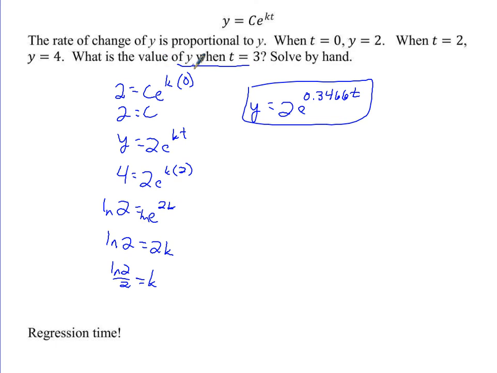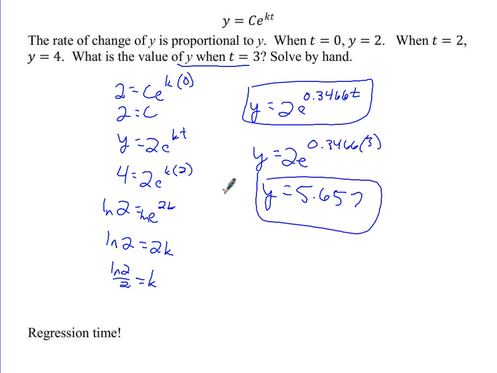Now find the value of y when t equals 3. It's as simple as plugging it straight into this equation, y equals 2e to the 0.3466 times 3. My suggestion to you is don't use your rounded answer. Retype natural log 2 divided by 2 and then times 3 to get that exponent. So that is the exact exponent that you're supposed to have. You get y equals 5.657. And there you go. That's how you do these problems. Fairly easy, yeah.